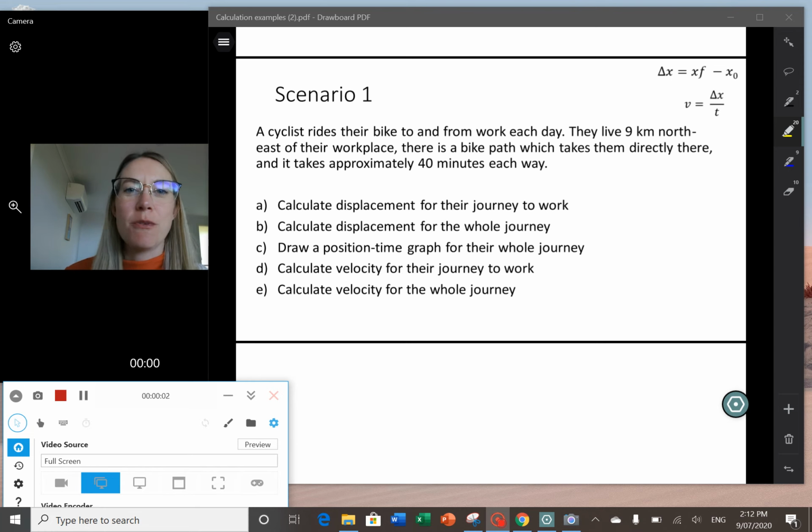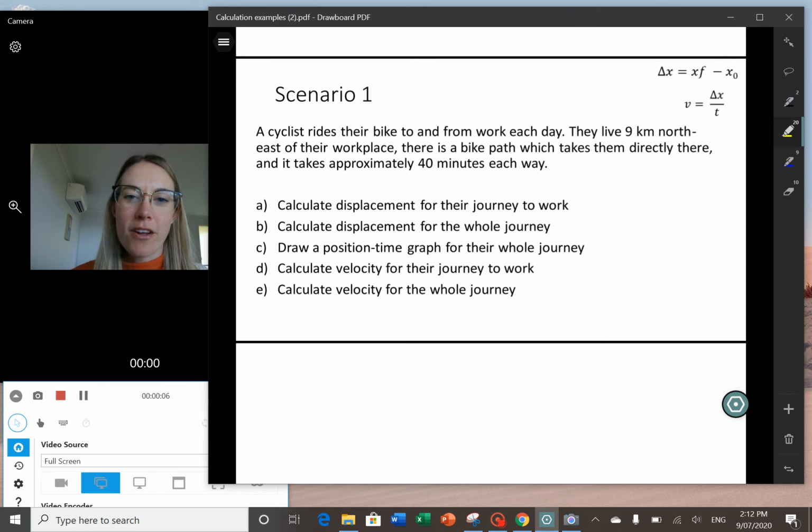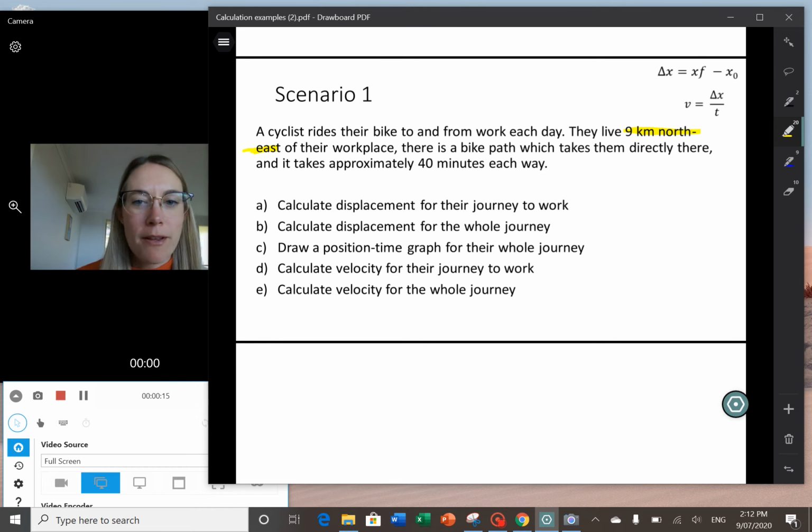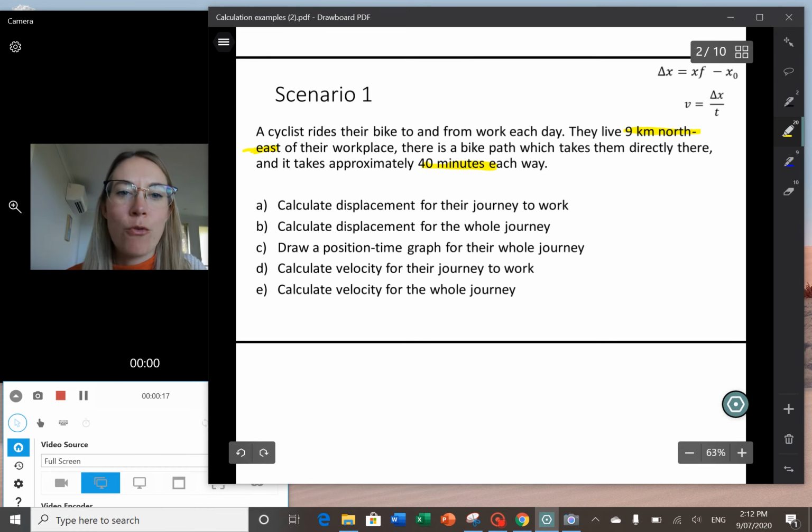This video demonstrates velocity and displacement calculations. A cyclist rides their bike to and from work each day. They live 9 kilometres northeast of their workplace. There's a bike path which takes them directly there, and it takes approximately 40 minutes each way.